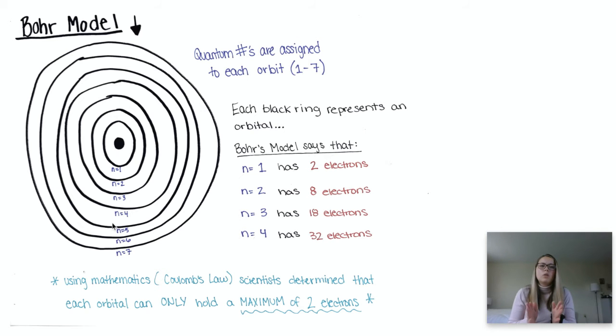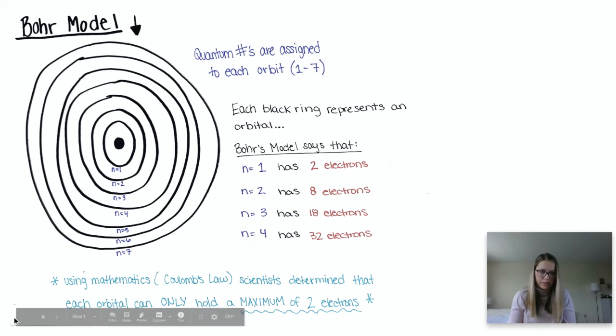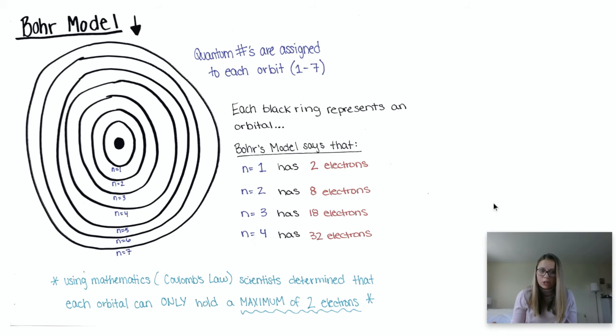So Bohr's model is not the current model that we use for our atom because it doesn't work. This light blue down here at the bottom says, using mathematics, scientists determined that each orbital can only have a maximum of 2 electrons. So 18 and 32 electrons is not possible when we get past hydrogen. Hydrogen has 1 electron. That's why Bohr's model works perfectly for hydrogen. But if we're looking at tungsten, it's not going to work.